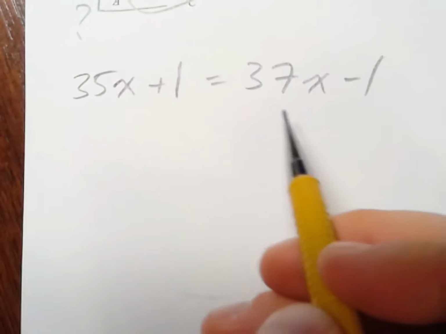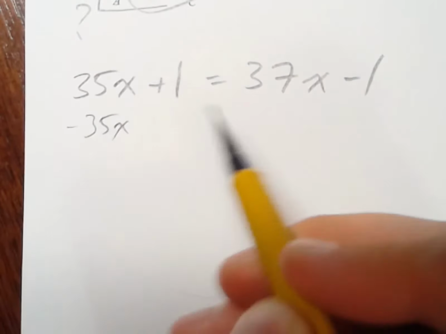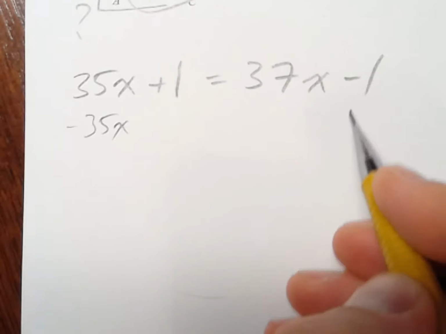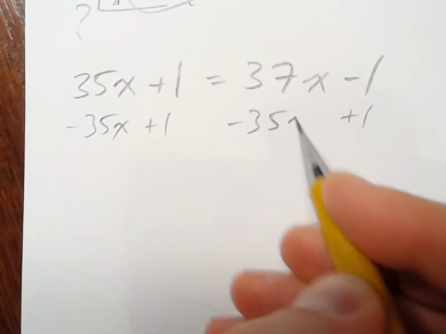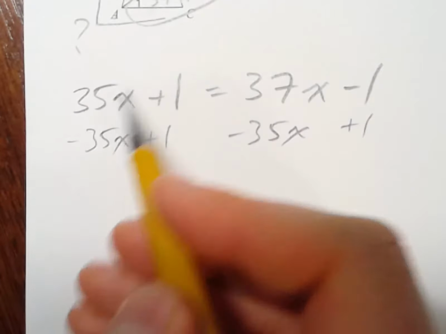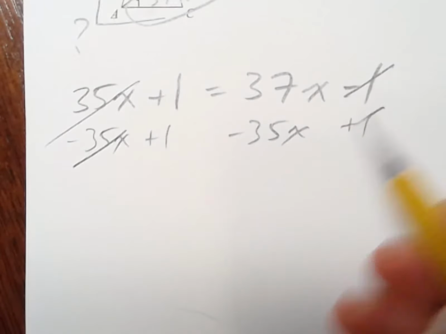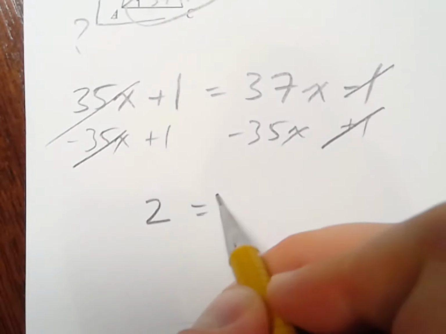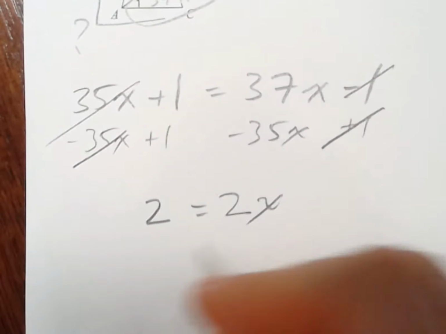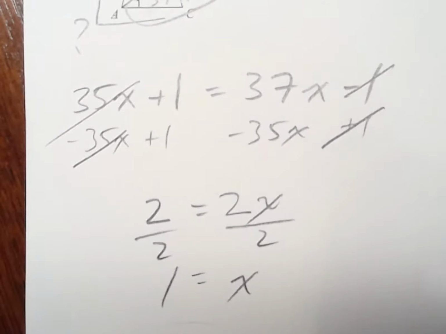Okay, so let's subtract 35x and add 1. So we'll add 1 and subtract 35x. I'm just doing 2 steps at the same time. So those go away, and what am I left with? I'm left with 2 equals 2x. So dividing by 2, 1 equals x.